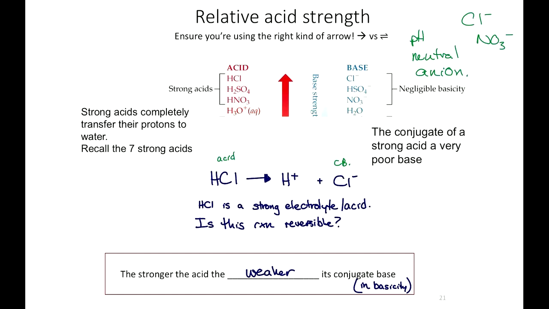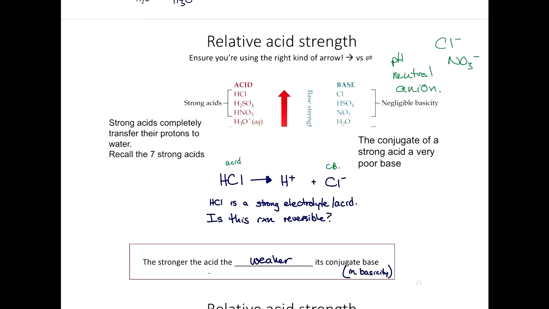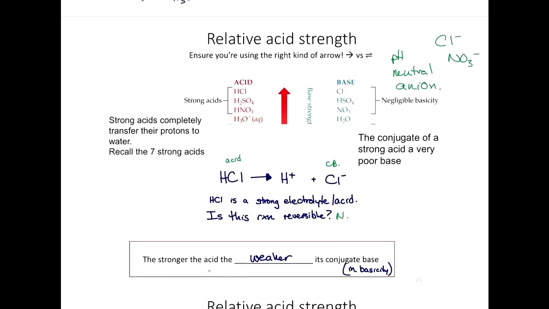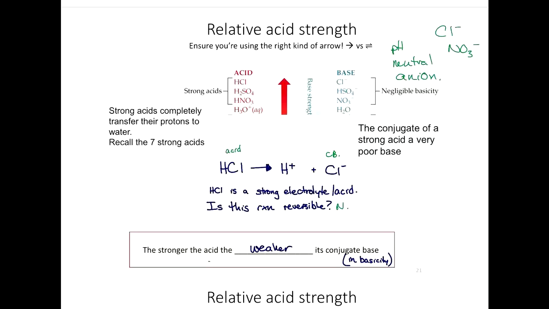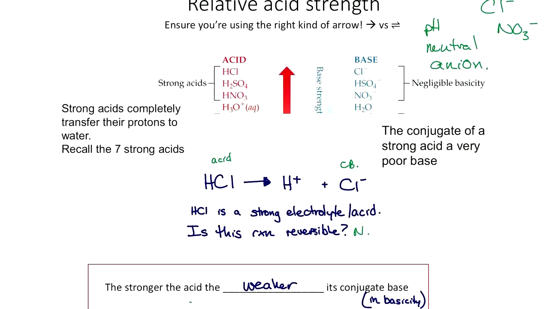All right, and the reason is because the stronger the acid, the weaker its conjugate base. So HCl is so strong that its conjugate base is nothing. It does nothing. Okay, all right, so no, it's not reversible. Perfect. All right. So those are strong acids. So yeah, all those strong acids have really, really poor bases as their conjugate base.